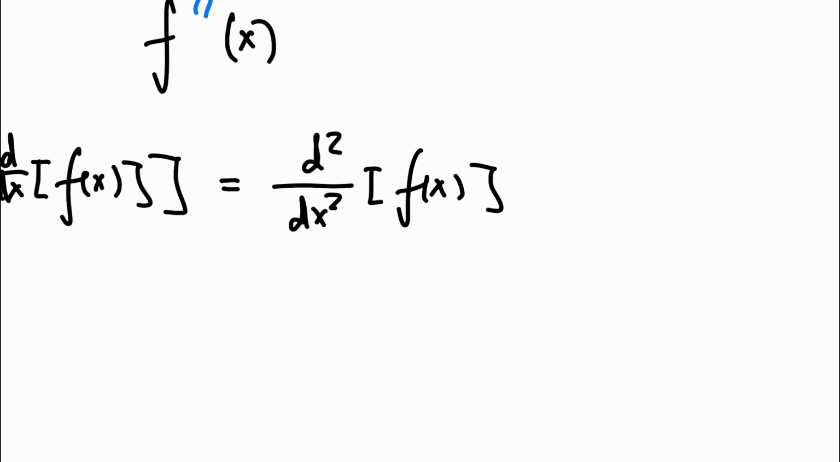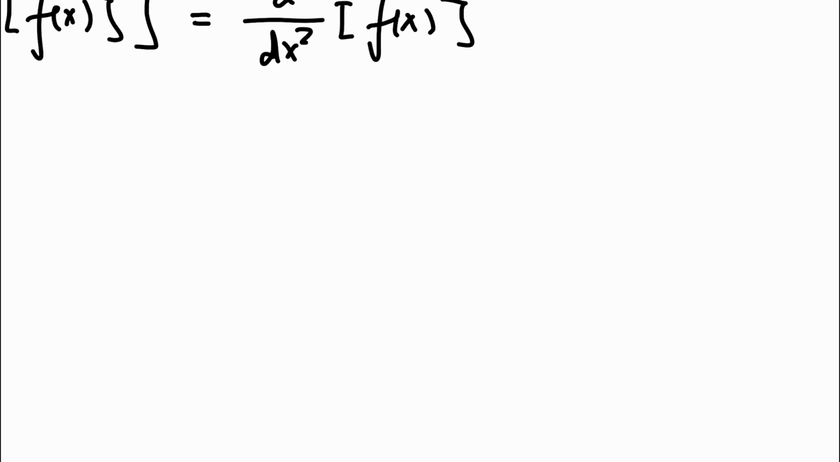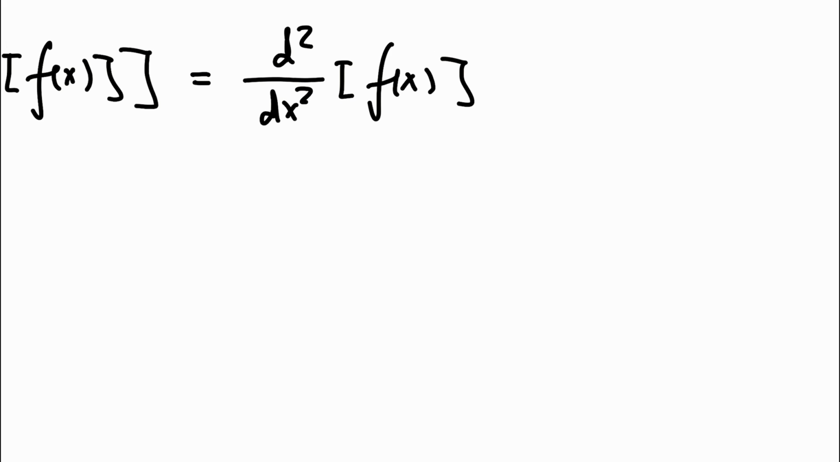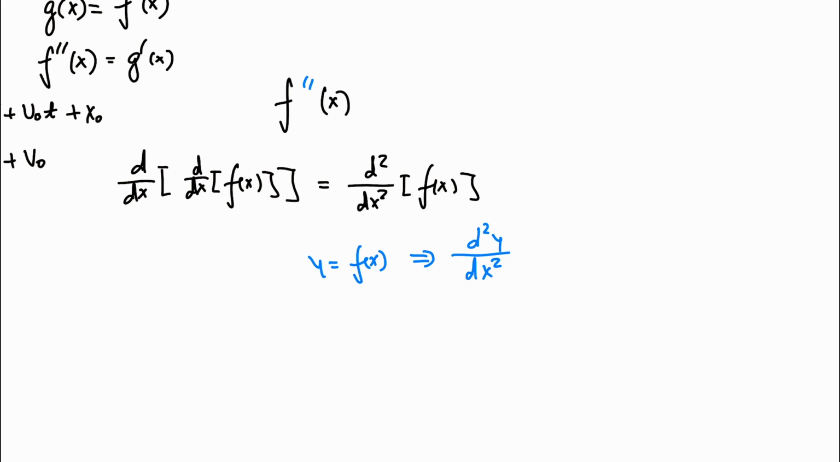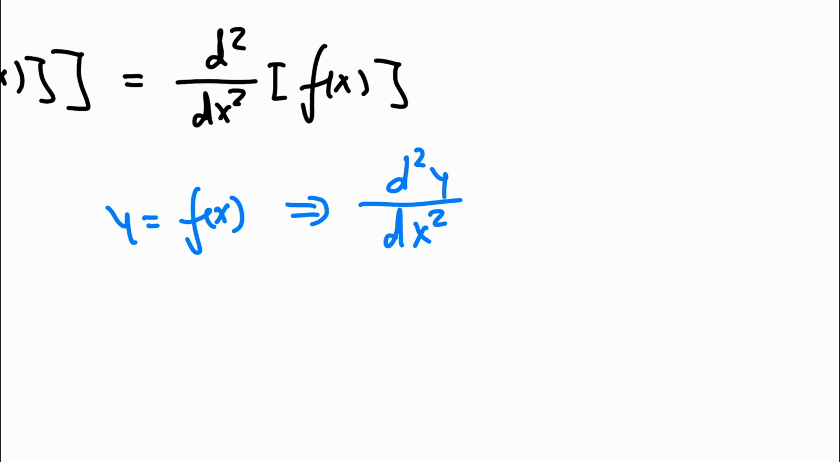Also, if you have f of x as, let's say, y, then there's a variation of this notation. If y is equal to f of x, then we have this as d squared y over dx squared. And obviously you can do that basically an infinite number of times and write it as d cubed, d fourth, so d cubed over dx cubed, something like that.